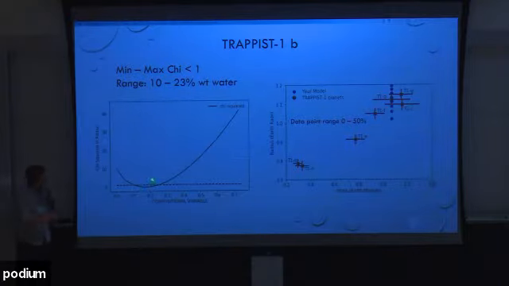And so that dips between here. And so we just kind of eyeballed it on the graph here. This is chi-squared of 1, below 1. It's between about 10 and 23% weight water content for TRAPPIST-1B, which is quite a lot.